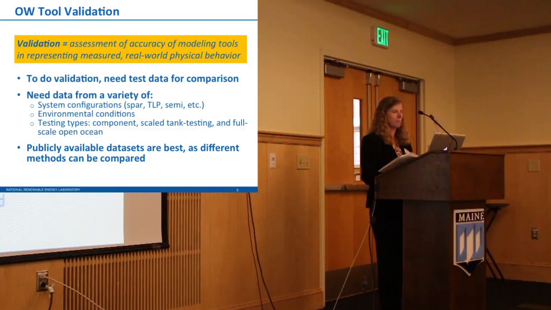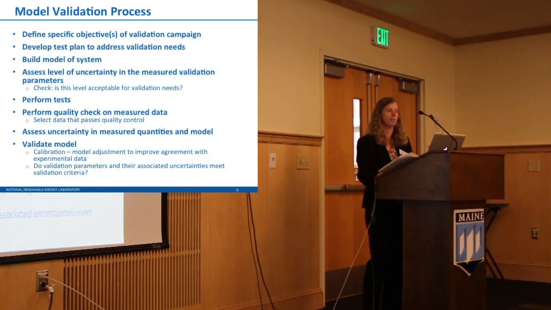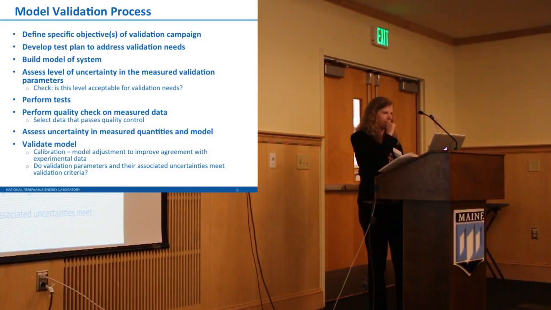And as I mentioned, publicly available data sets are really the best because then we can have a lot of different modelers looking at their modeling tools against the same type of validation data. So we can really see the differences between the different modeling approaches and what is the most effective. So here I put together a slide of really what I see as the model validation process. I don't want to go through all the steps, but I did want to point out some of the steps that I think are really lacking in the data that we are working with presently.